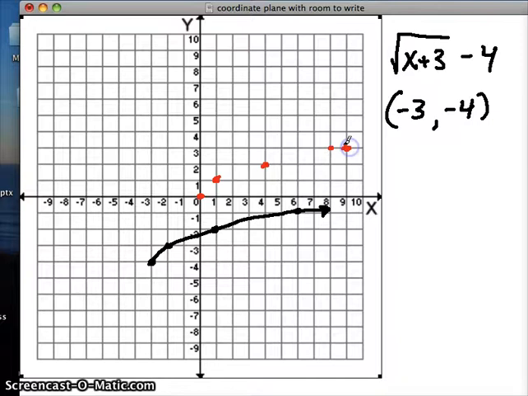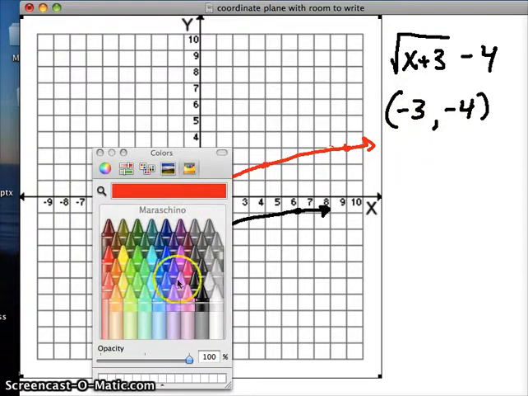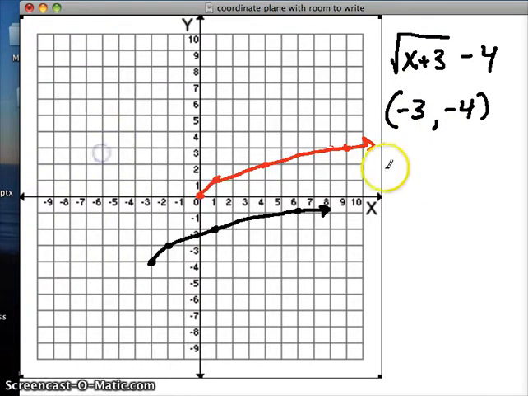Nope, right there. So every point on that graph got shifted, supposedly 3 units to the left and 4 units down. Well, let's check it out and make sure.